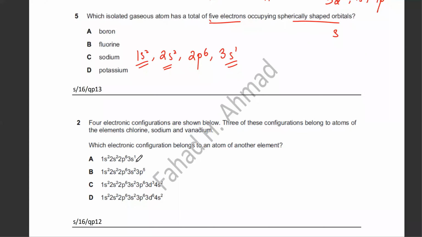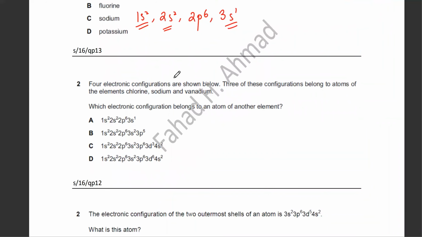Then you have that 4 electronic configurations are given, and they belong to the atoms chlorine. Now chlorine is in group 7 or 17. So chlorine's electronic configuration is going to end with s2 and p5. So which one is chlorine? Chlorine is this one. This is Cl. Sodium is group 1. Group 1 is going to be s1. So this is sodium.